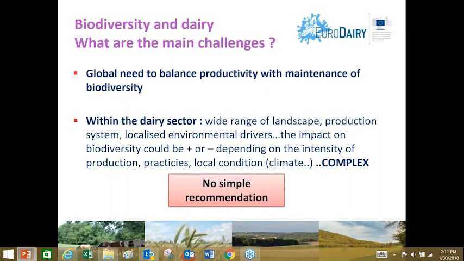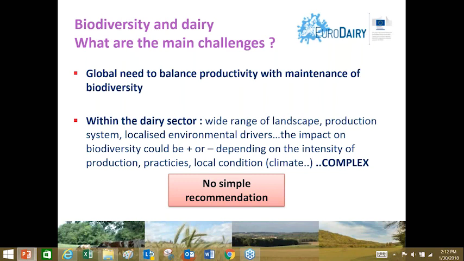And now to take a step back and try to have a global view regarding biodiversity and dairy, what are the main challenges? The main global challenge is that there is a global need to balance productivity with maintenance of biodiversity. What I mean by that is that the world needs milk, so dairy farmers need to produce milk efficiently. They have to produce it in an efficient way, but they also need to maintain biodiversity. And sometimes there is a contradiction between the highly productive farming system and the maintenance of biodiversity. So the challenge is to try and find the balance between the two.